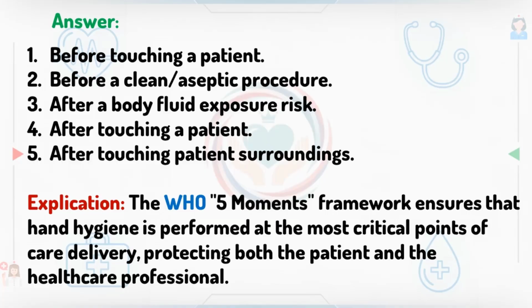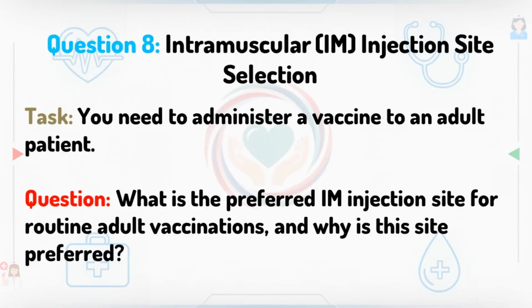Explication. The WHO 5 Moments framework ensures that hand hygiene is performed at the most critical points of care delivery, protecting both the patient and the healthcare professional. Question 8. Intramuscular (IM) injection site selection. Task. You need to administer a vaccine to an adult patient. Question. What is the preferred IM injection site for routine adult vaccinations, and why is this site preferred?